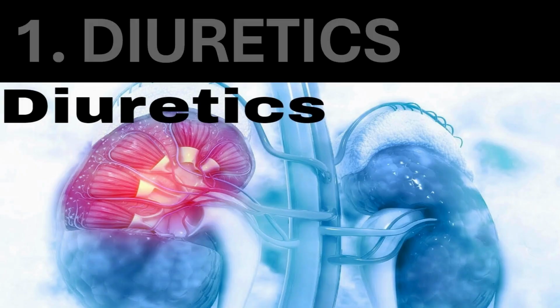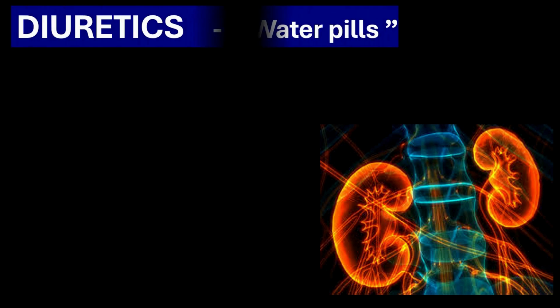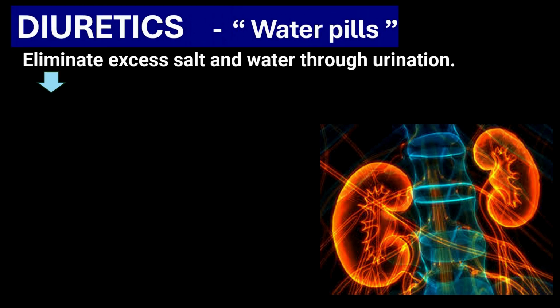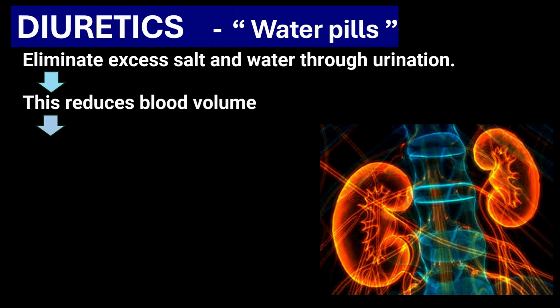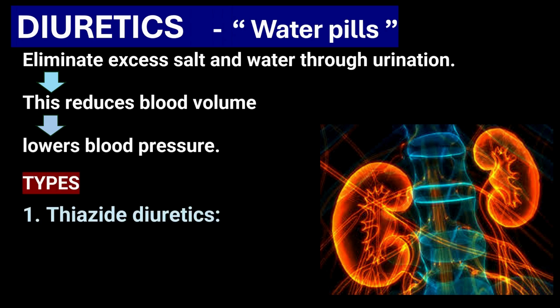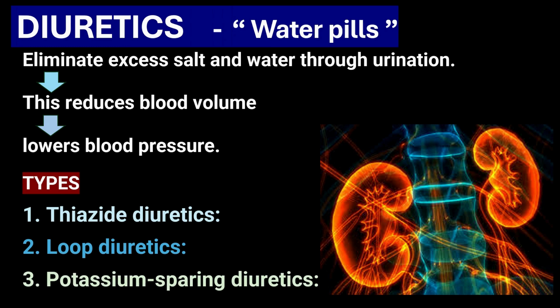First one, diuretics. Diuretics are also called water pills. They eliminate excess salt and water through urination, and this reduces the blood volume, which in turn lowers the blood pressure. Types are thiazide diuretics, loop diuretics, and potassium sparing diuretics.